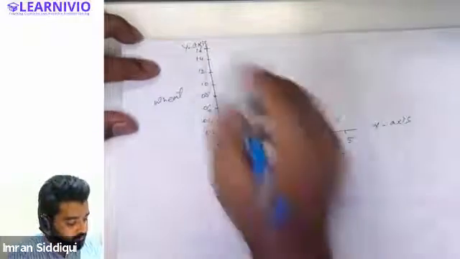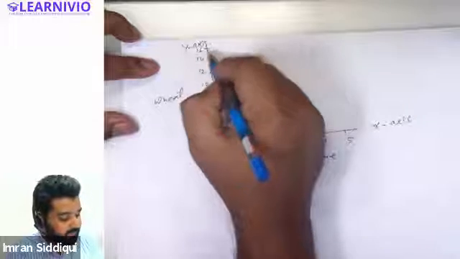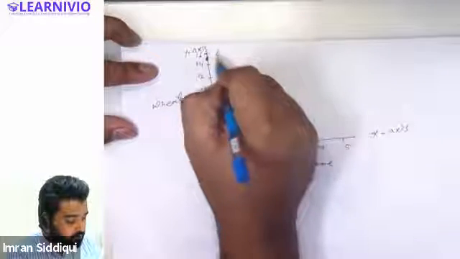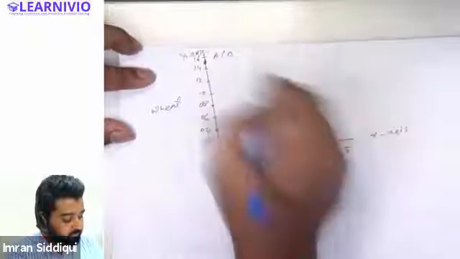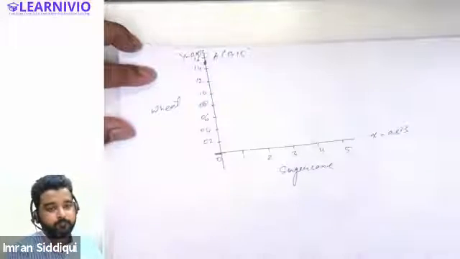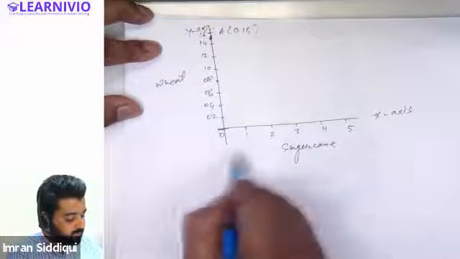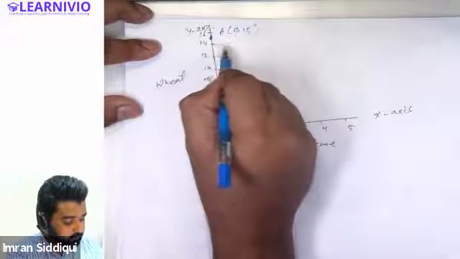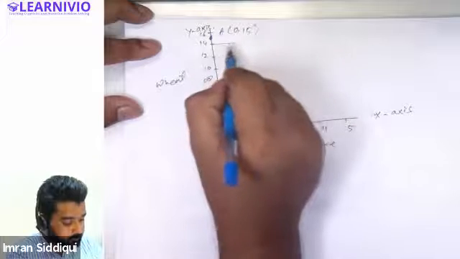First combination is 15 and 0, 15 tons of wheat and 0 tons of sugarcane. So this will be the first combination, 0 tons of sugarcane and 15 tons of wheat. This is the first combination. Next combination is 1 ton of sugarcane and 14 tons of wheat. So this will be the second combination.